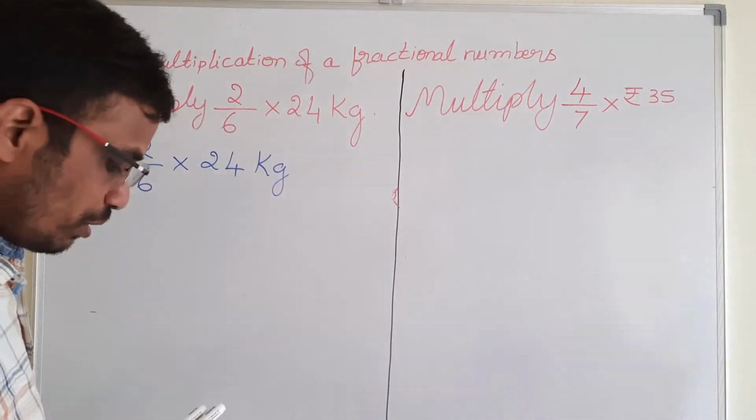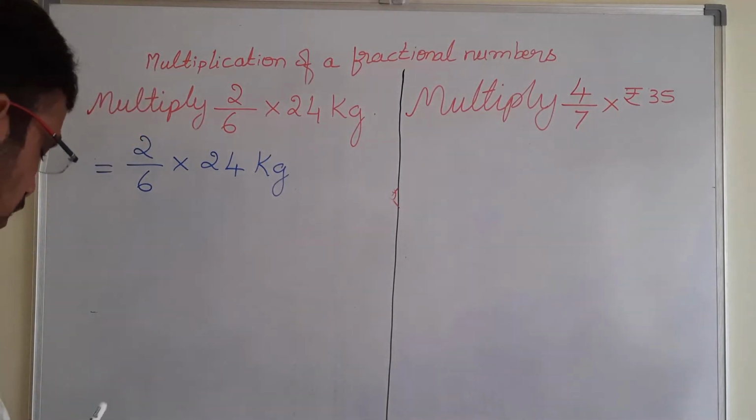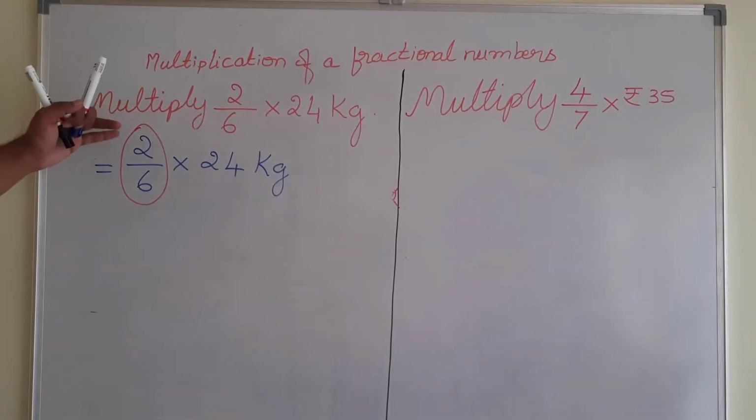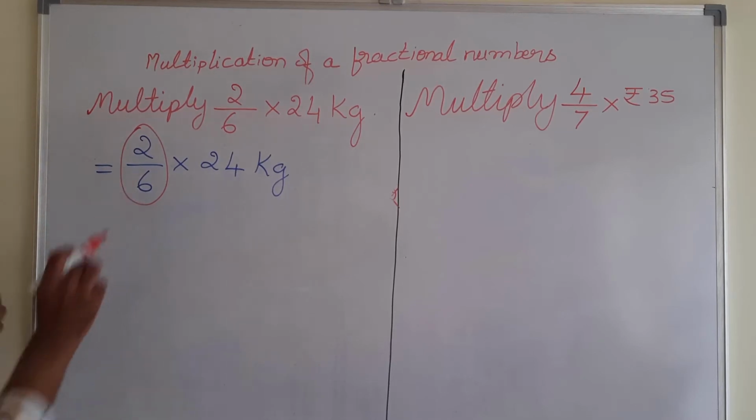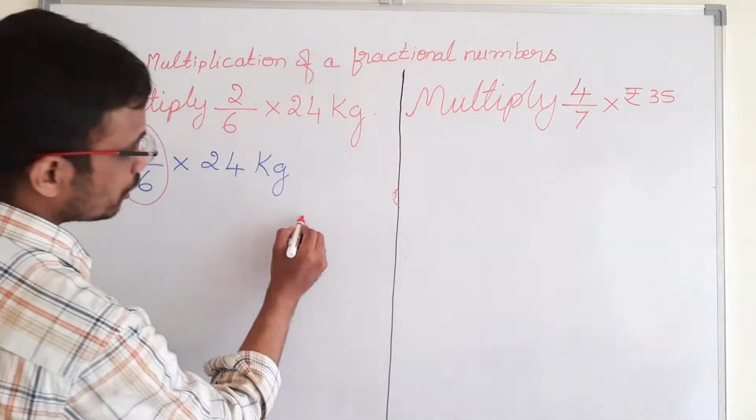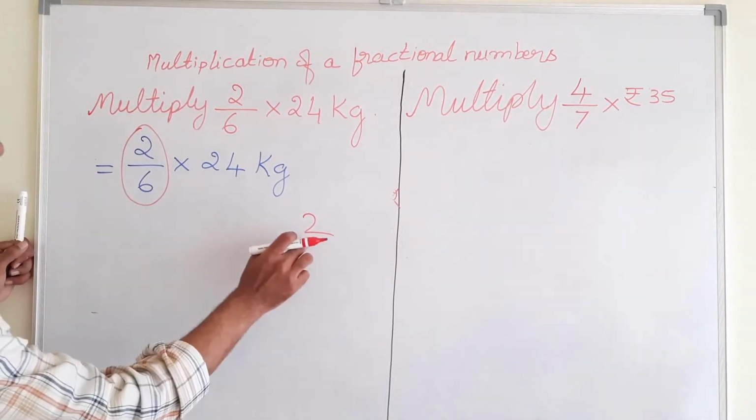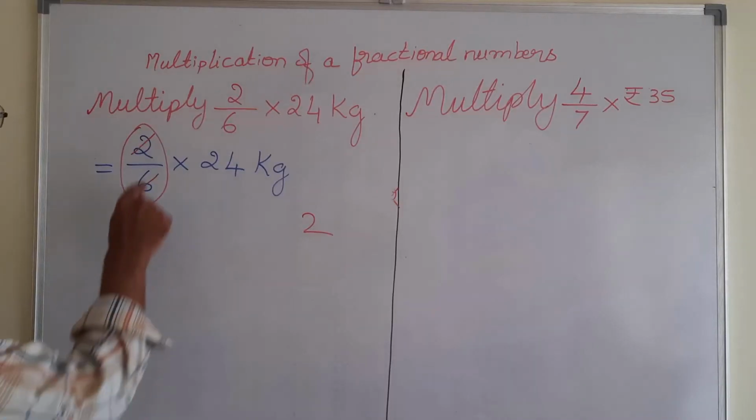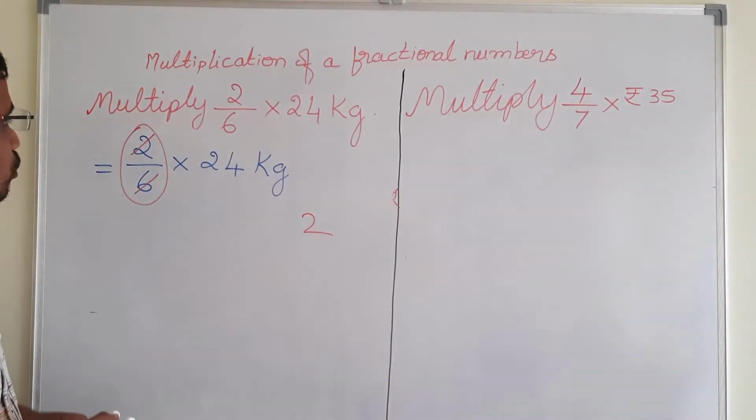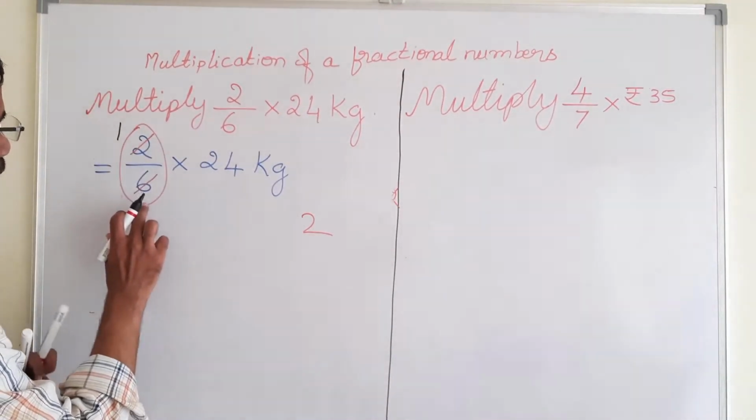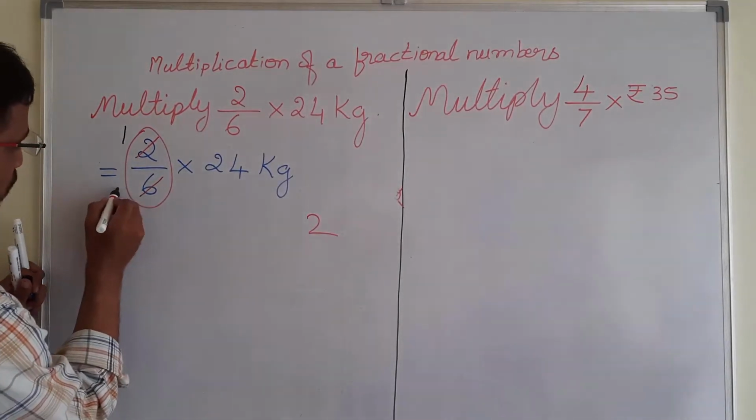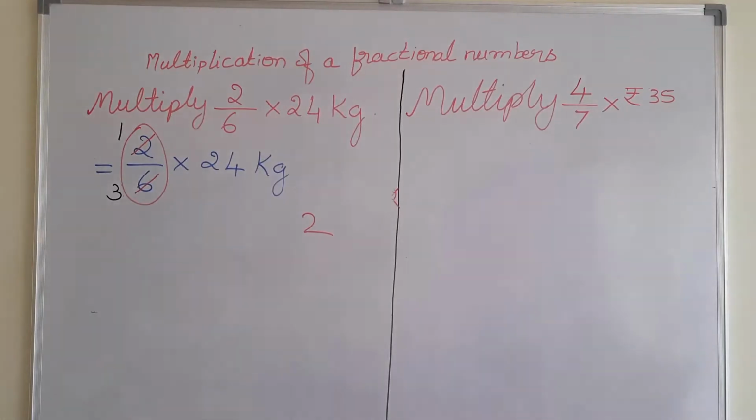As I discussed in the previous video, we need to check whether the given fraction is in the simplest form or not. First, we will check common factors of this 2 and 6. If you see this 2 and 6, we will say that there is a common factor 2. Why? Because this 2 divides this 2 as well as this 6. Now, I will divide this 2 by 2. I will get the quotient as 1. I will divide this 6 also by this common factor 2. I will get the quotient as 3.